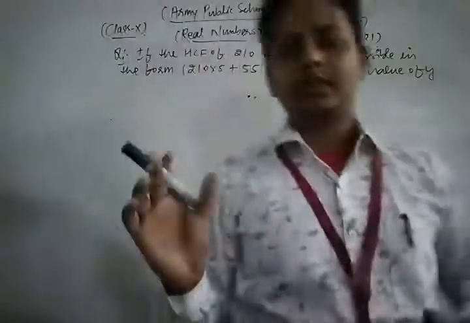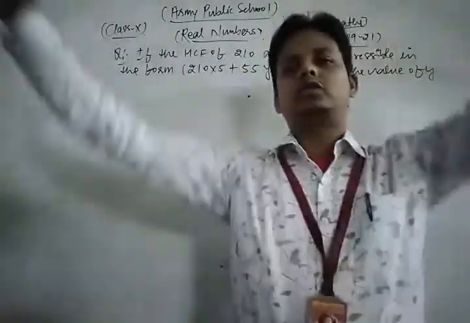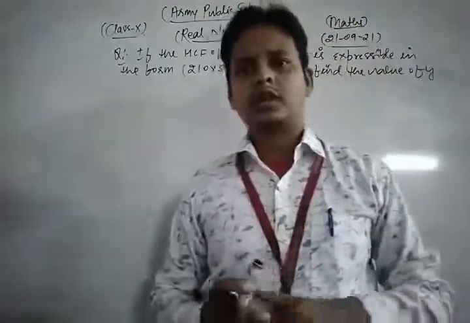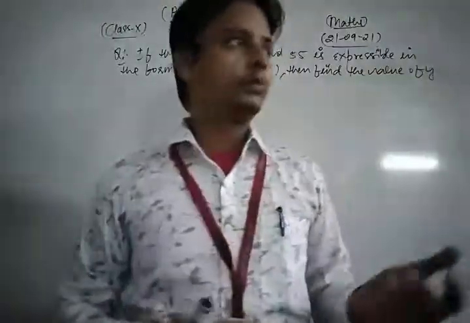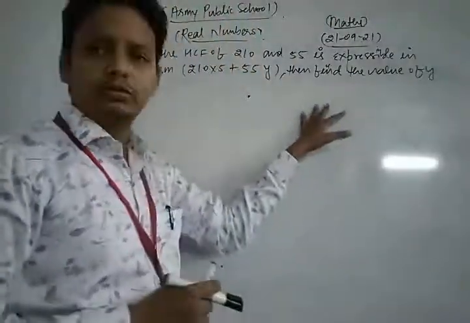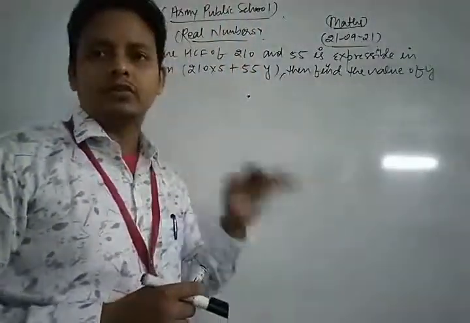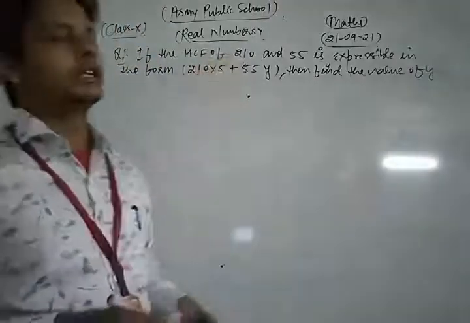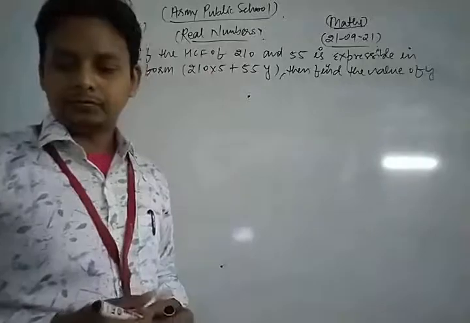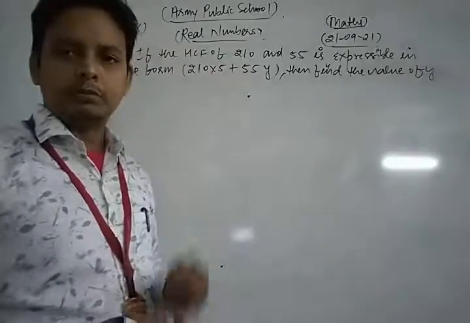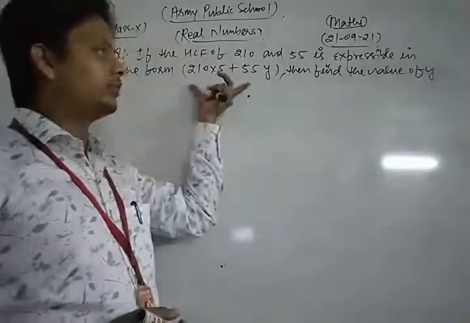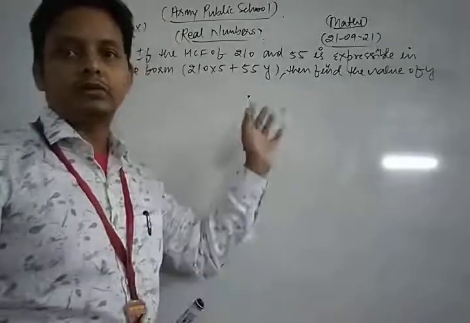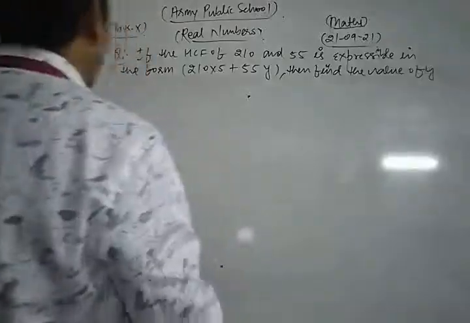So dear students, for that question, first of all we find the HCF of the two given numbers. According to the question, the HCF of the given numbers is expressible in this form. So first we find the HCF of 210 and 55, and after that we put the value in this form and simplify. Now let's see its solution.